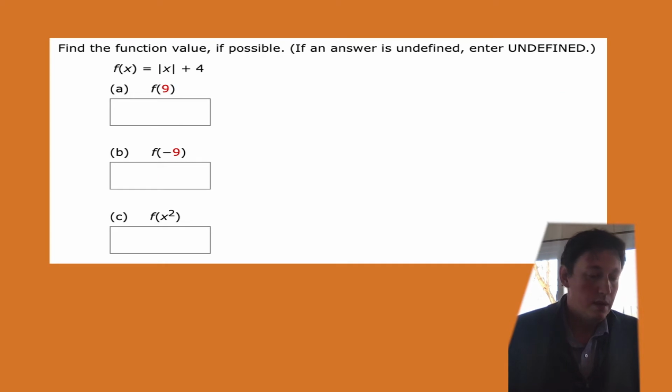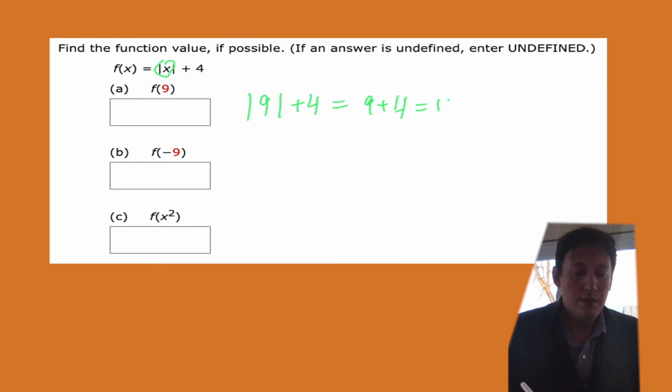Next question. Very similar to the last one, you just have to plug in what's inside of the parentheses for x. And in this case, we only have 1 x. So f of 9 just means the absolute value of 9 plus 4. The absolute value of anything is just going to produce a positive result. So we have 9 plus 4, which is 13, and 13 goes here. So on that absolute value graph, we have the point (9, 13).